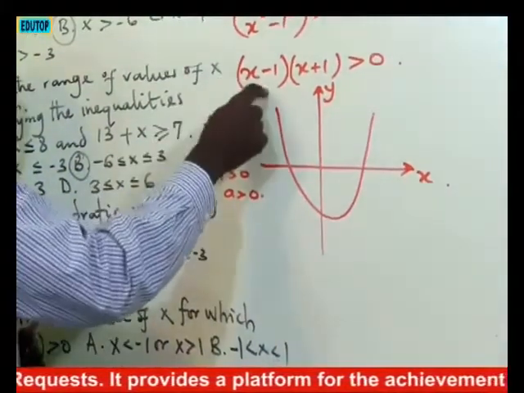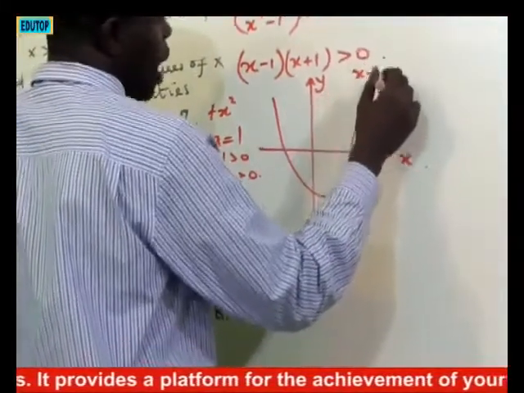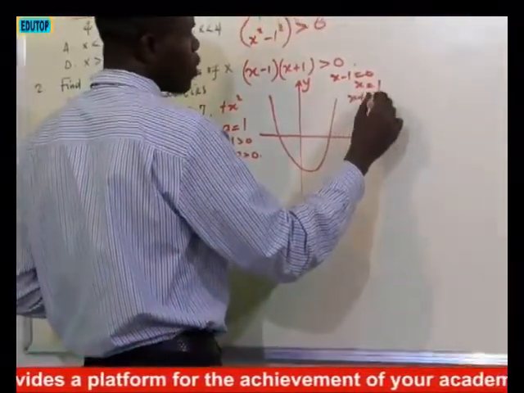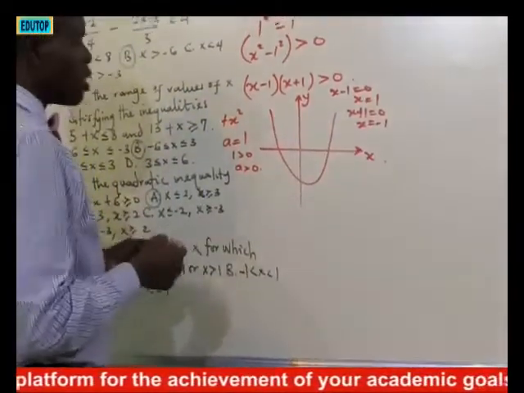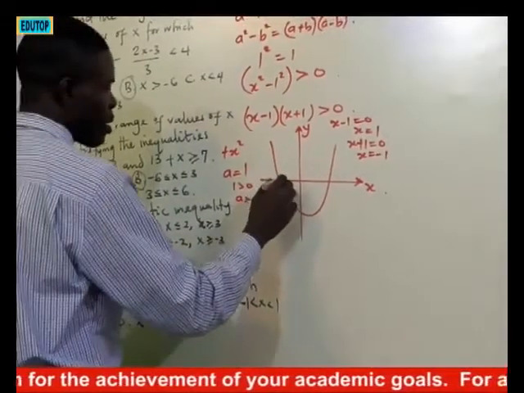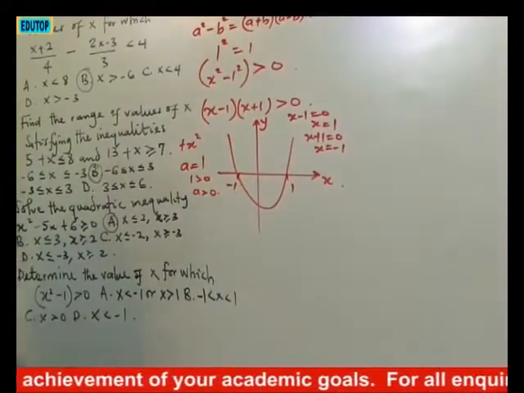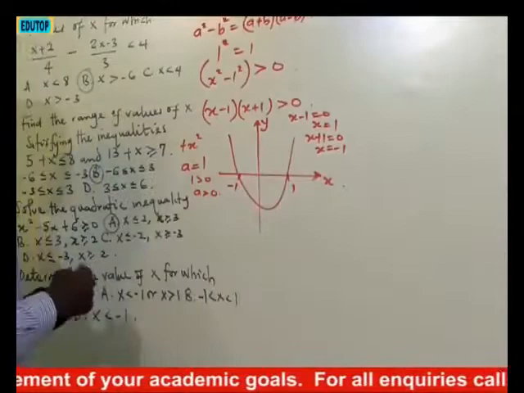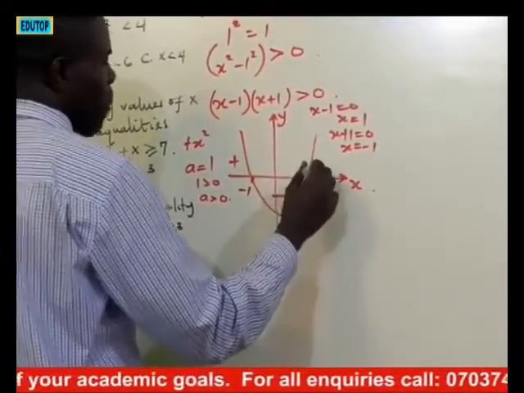So how do we determine the critical values? It is by equating each one to what? 0. So we have x minus 1 equals 0, our x equals 1. x plus 1 equals 0, x equals minus 1. Minus 1 and 1, which one is greater? 1 is greater than minus 1. So minus 1 comes first here, then 1 will be here. And since the one we are talking about is greater than 0, anything that will be greater than 0 will definitely be positive. So this is our positive region, this is our negative region, this is our positive region.